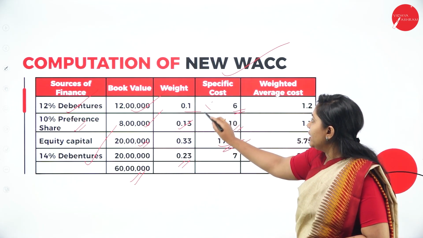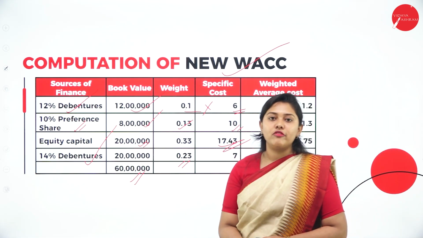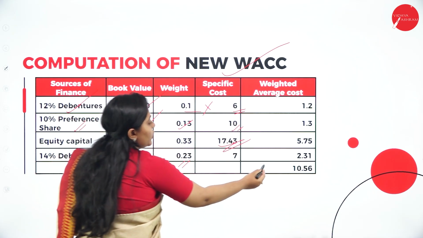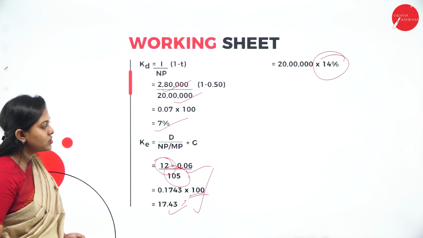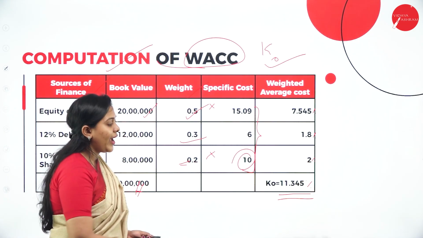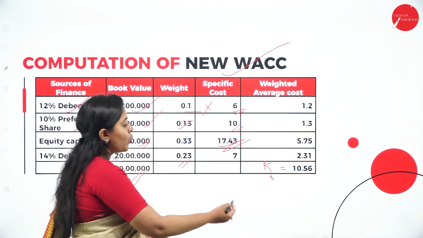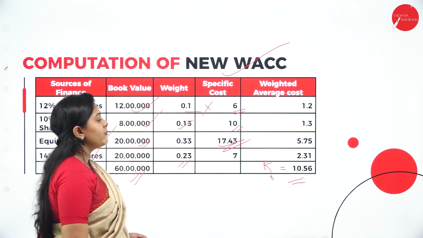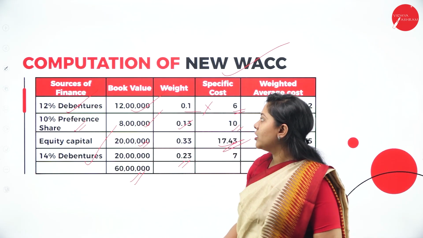If you multiply weight into specific cost, you will get weighted average cost of each source of finance. If you add it, you will get the overall cost of capital. So what was the previous overall cost of capital? It was 11.345%. Since we have increased the debenture, the overall cost will be 10.56%. Moving forward, to make you understand in a better way, we'll take up one more problem and solve it.